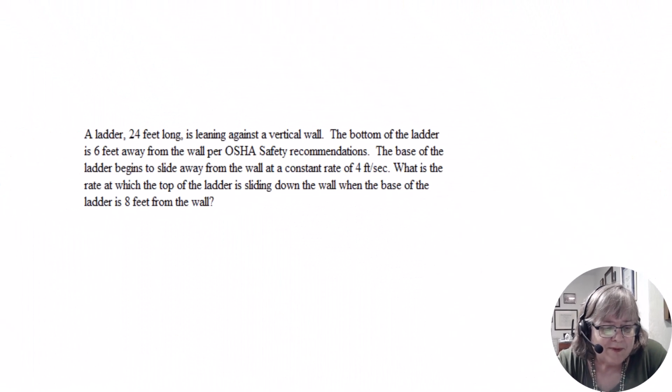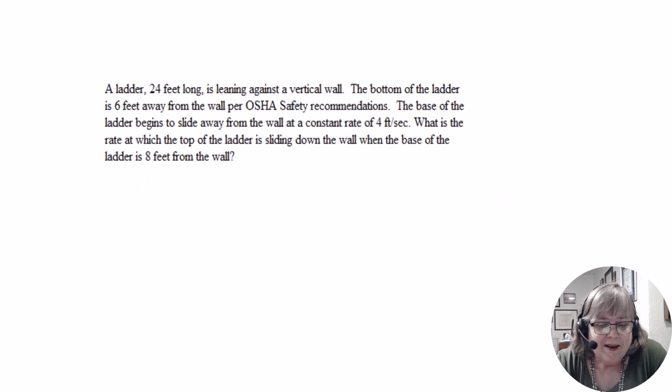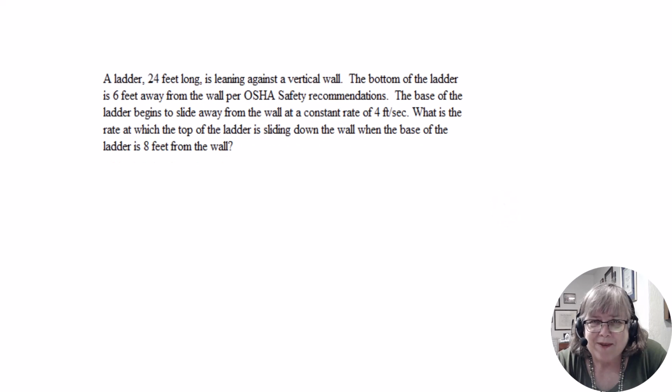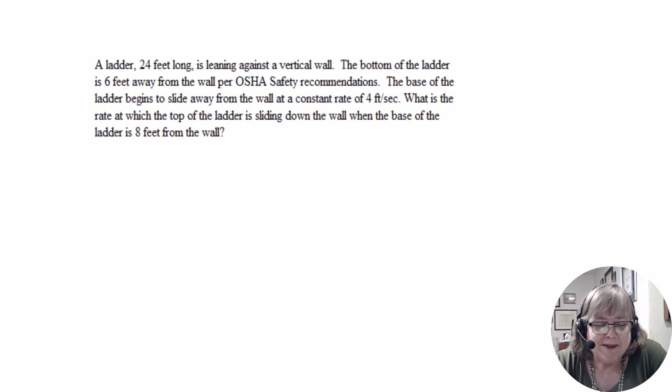All right, so let's start off with this problem, and let's go over here and do the ladder first. It says a ladder 24 feet long is leaning against a vertical wall. The bottom of the ladder is 6 feet away from the wall, per OSHA safety recommendations. I actually looked that up. It's a fourth of the working length of the ladder, in case you want to know. The base of the ladder begins to slide away from the wall at a constant rate of 4 feet per second. What is the rate at which the top of the ladder is sliding down the wall when the base of the ladder is 8 feet from the wall?